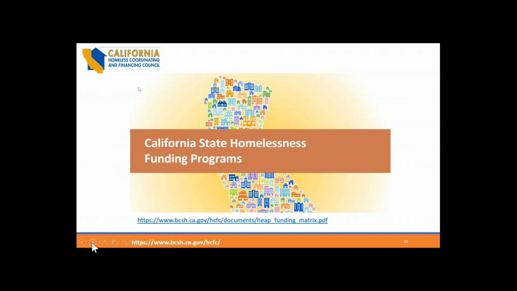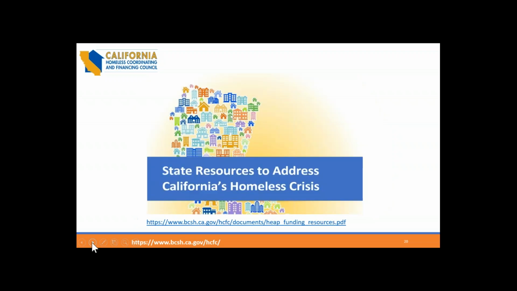These are some documents you can access online that explain, if you want to do permanent supportive housing, which state department offers that funding and how to access that. And the next slide is kind of the same thing. They both speak to the resources that are available and who to contact and how to leverage some of those dollars together.